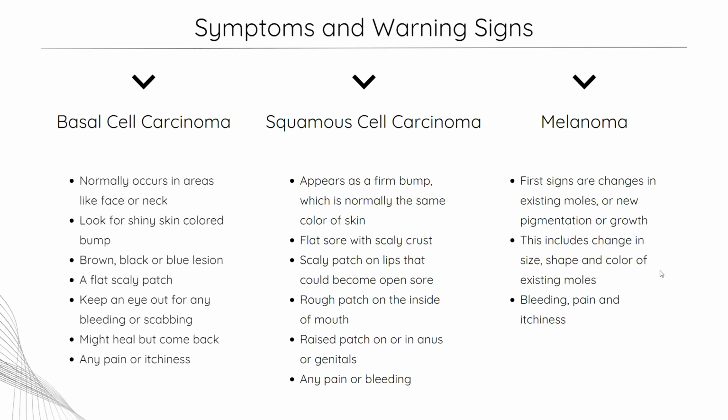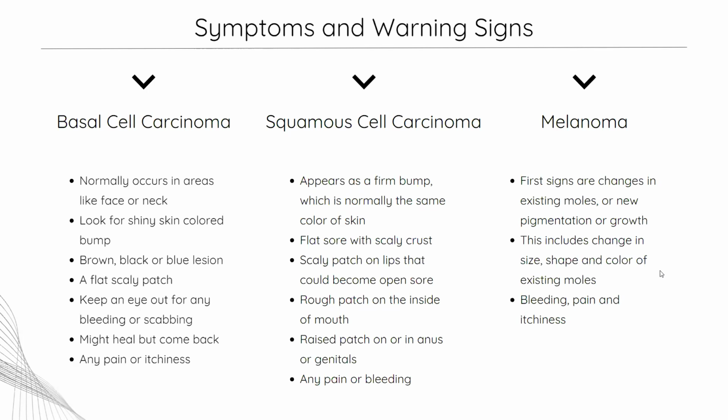So for basal cell, it normally occurs in areas like the face or the neck. So you're going to want to try and look for shiny skin colored bumps. These can be brown, black, or blue lesions as well, or flat, scaly patches. You also want to keep an eye out for any bleeding or scabbing. And then also, these things might heal, but then come back as well. And then, of course, any pain or itching.